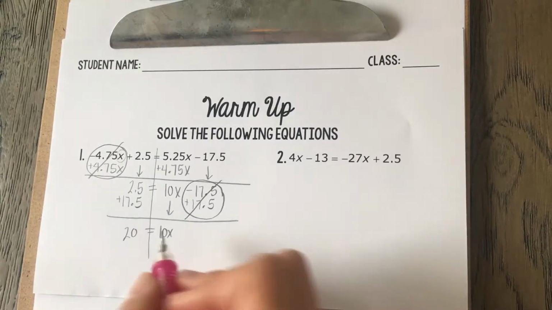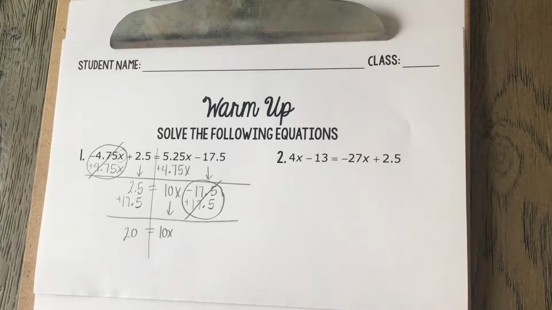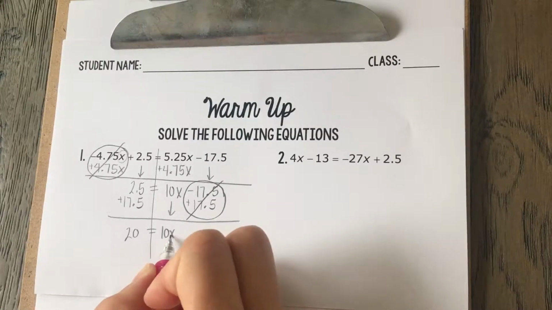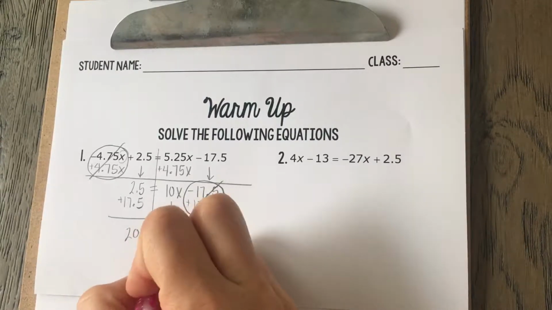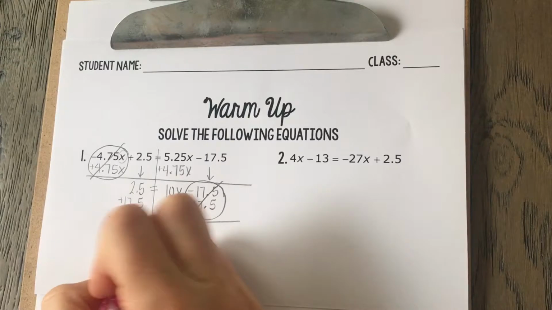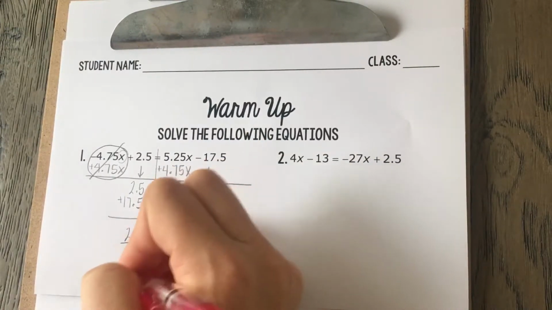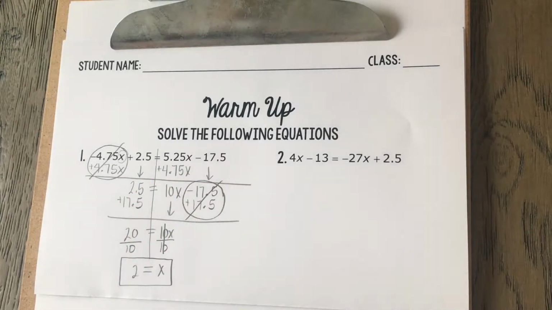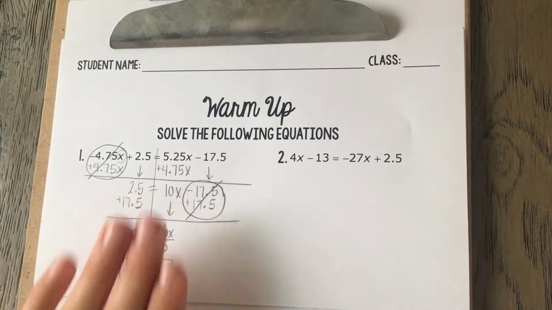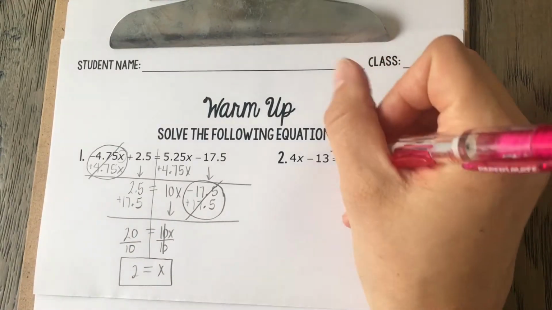Now that all my variables are on one side and my constants are on the other, I can divide or multiply to isolate the variable. If a number and a letter are touching like this, there's an understood multiplication. The opposite of multiplying is dividing. So I'm going to divide both sides by 10. 10 divided by 10 gives me 1x, and so x is equal to 2. Okay, again, when we have decimals, don't freak out. It's the same exact process that we're going to follow.